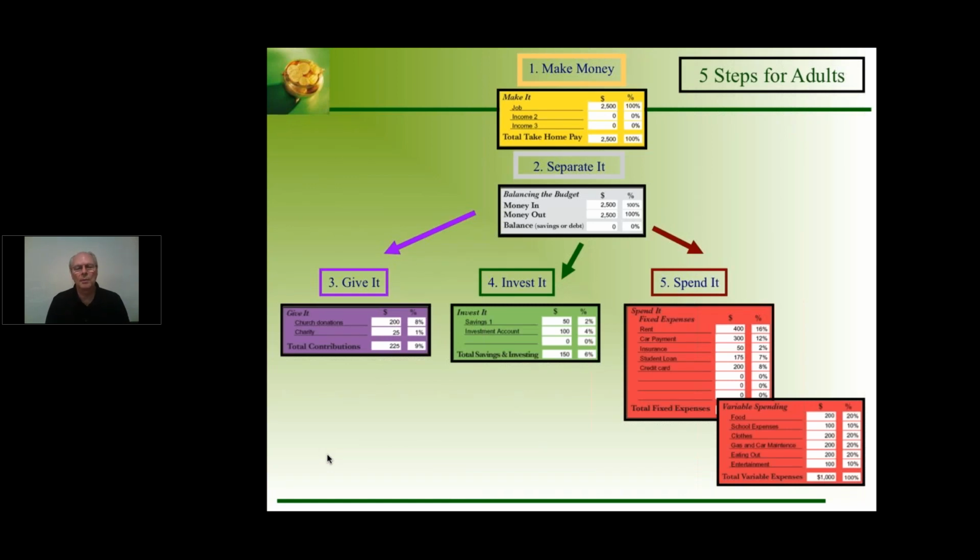So step number 1 is to make money. In this system, you're going to have multiple ways of making money. You might have a job, your spouse might have a job, you might have multiple jobs. So we want to take how much revenue comes into our family on a monthly basis.